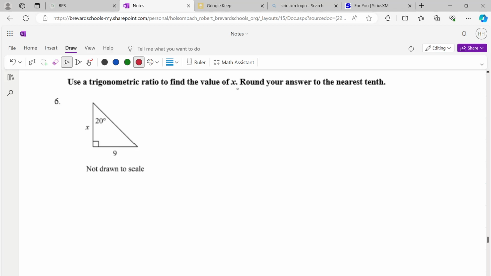Use trig ratio to find the value of x. Round your answer to the nearest tenth. Okay, my calculator's already set to second fix 1. We've got a 20-degree angle. The 9 is opposite the 20-degree angle. The x that we're trying to find is adjacent to the 20-degree angle. Opposite and adjacent is tangent, so tan 20 equals the opposite side over the adjacent side.